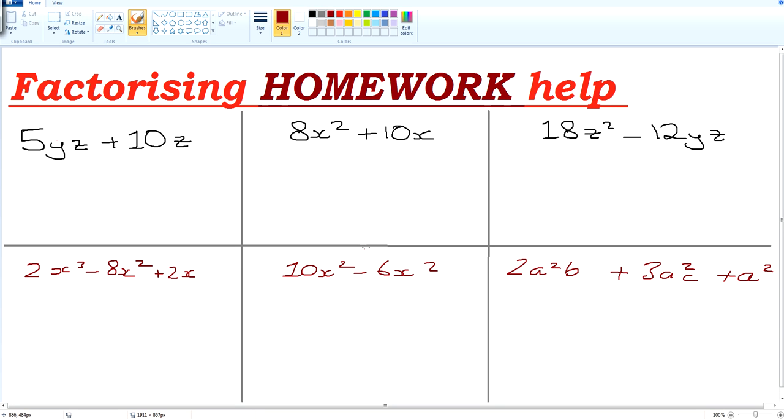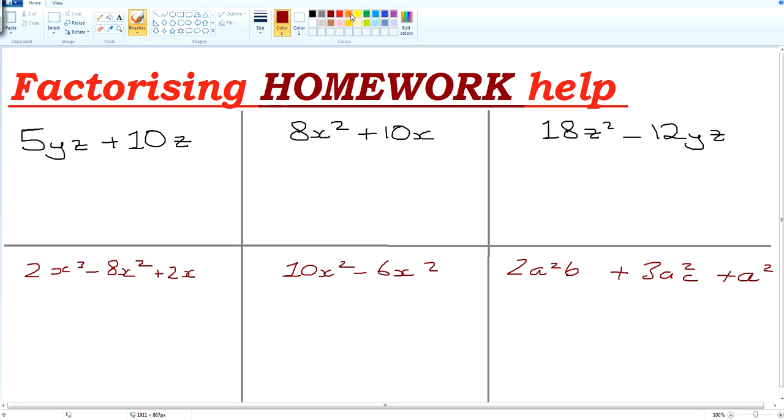Okay, Bismillah. Okay, folks, we're looking at some factorizing homework help, going through some corrections in homework. So here we go. We've got 5yz plus 10z. We've been factorizing this using the common factors technique. So let's have a look at what we have here.